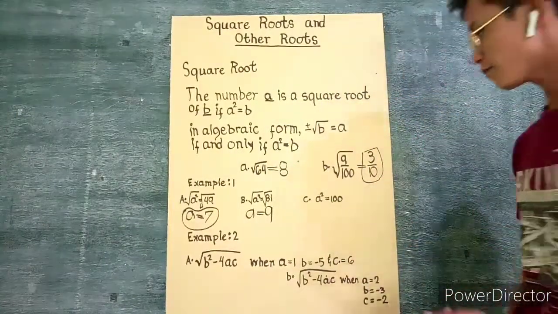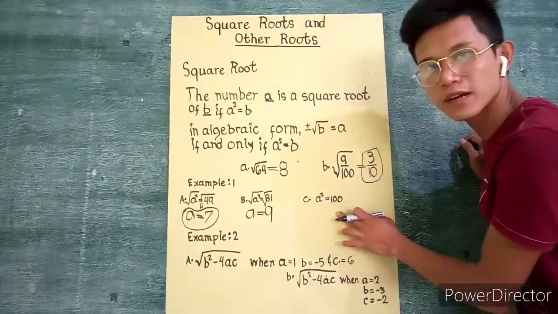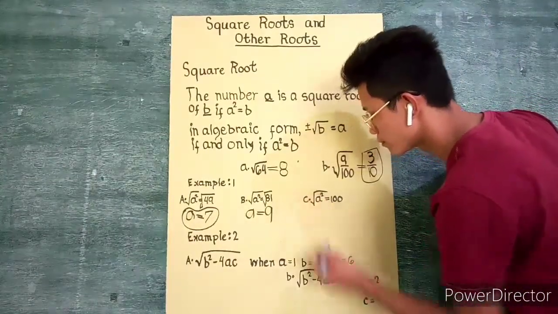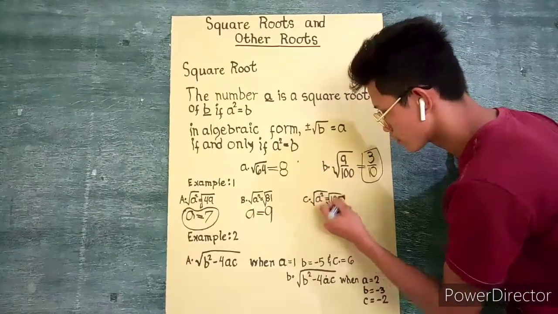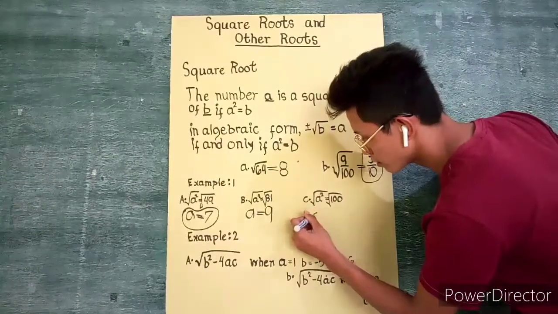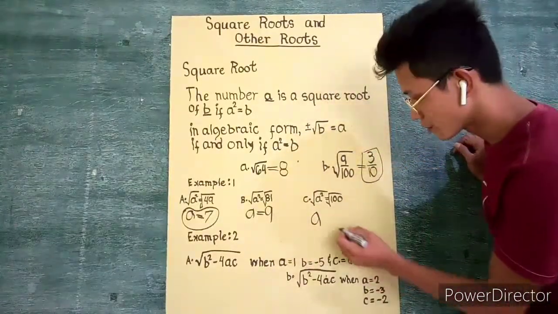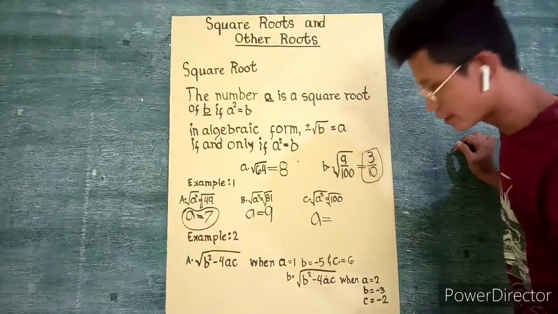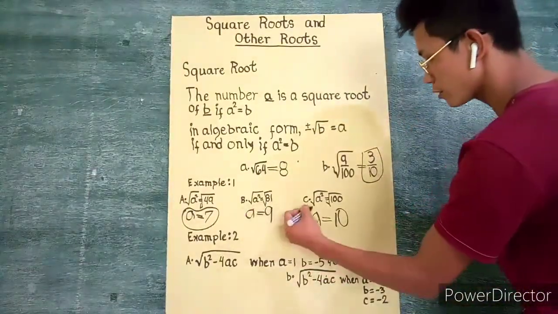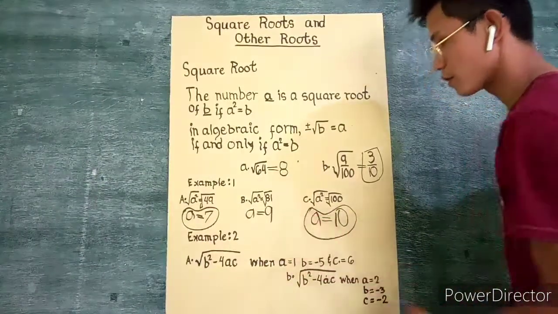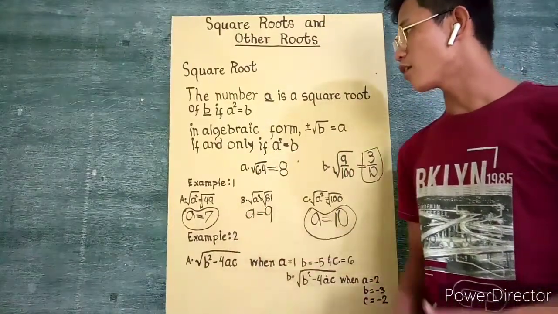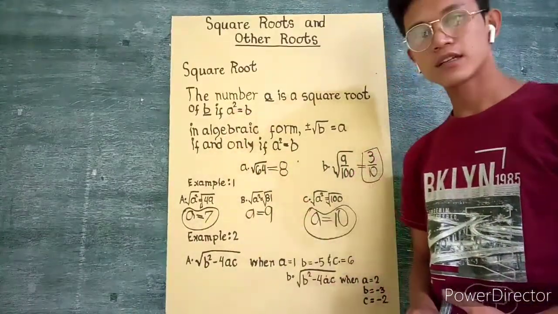Last example, we have A squared equals 100. We are going to extract the square root. What is the square root of A squared? That is A. Then, what is the square root of 100? It is 10. Very good. So that is the final answer for this example. So, that is the example of this definition, okay?